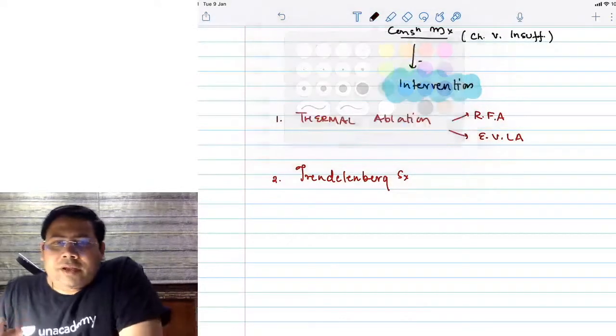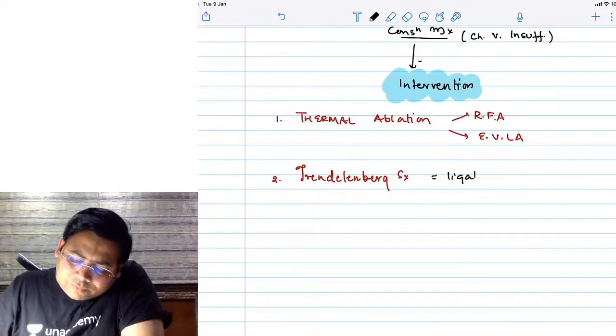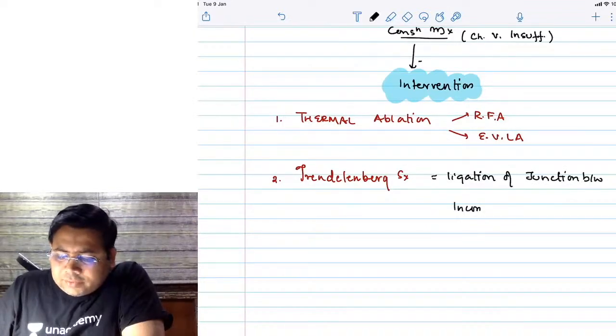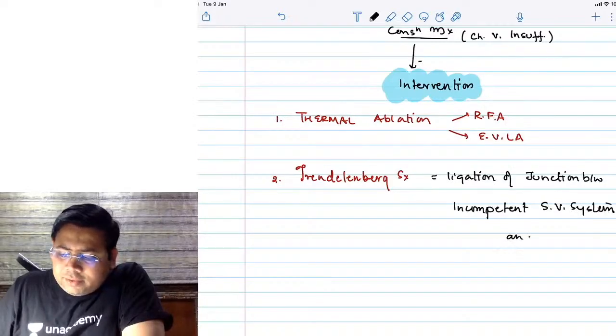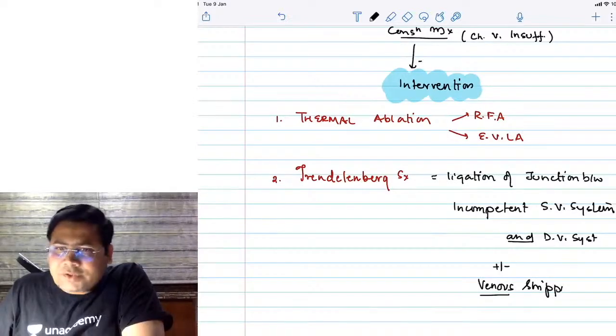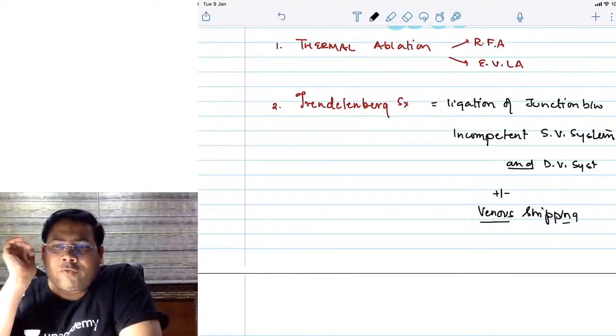Students, what is the aim of Trendelenburg surgery? It is ligation of the junction between the incompetent superficial venous system and deep venous system. Along with that, plus minus venous stripping. So you know that when you are going for venous stripping, you have to do an above knee venous stripping. Never do we go for below knee.